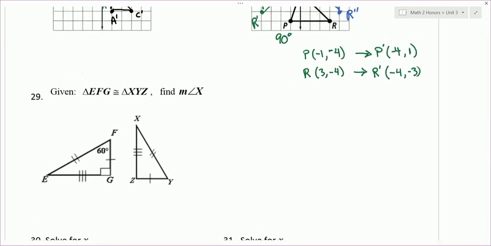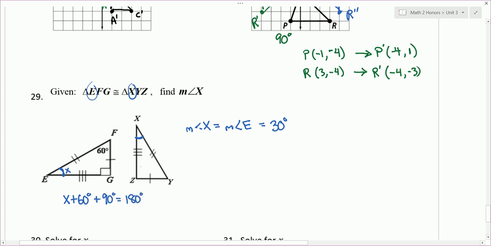29, given a triangle EFG is congruent to triangle XYZ, find the measure of angle X. Okay, measure of angle X is here, and X is the first letter, so that's congruent to E. So we know that angle X, or the measure of angle X, is equal to the measure of angle E. So I'm going to mark that in here. And we know that the measure of angle E is, well, I think we can get 30 degrees by looking at it, but if you can't, let's call that x. x plus 60 degrees plus 90 degrees is your 180 degrees, because all three angles inside the triangle add up to 180.